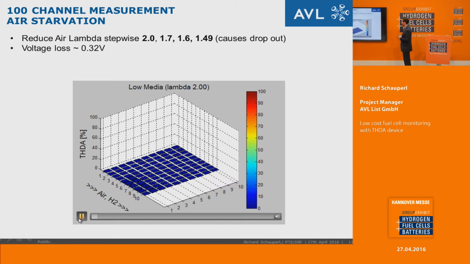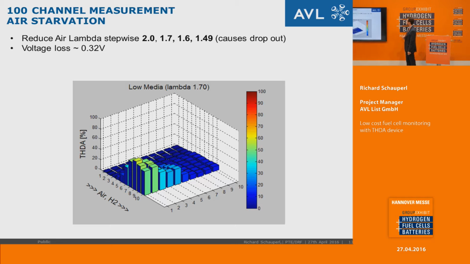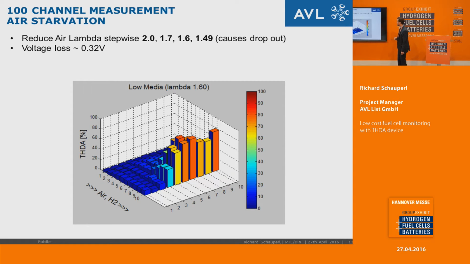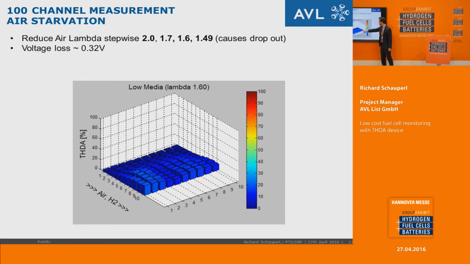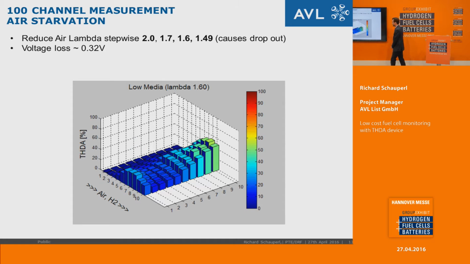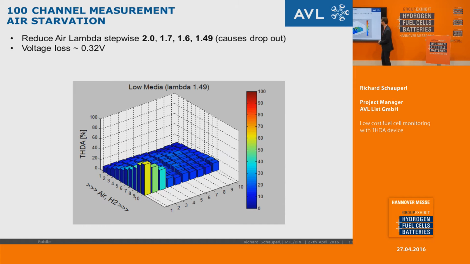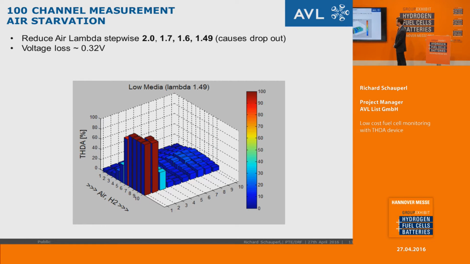Thank you very much. Just a measurement example. The air lambda is reduced stepwise from 2.0 up to 1.49. Here you see the reactions of the different segments of the cell regarding the reduction of the lambda. The flow is from this direction to here, so you see a lot of effects on the end of the cell.